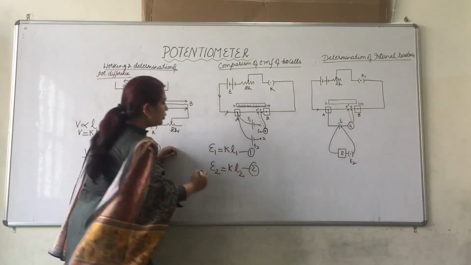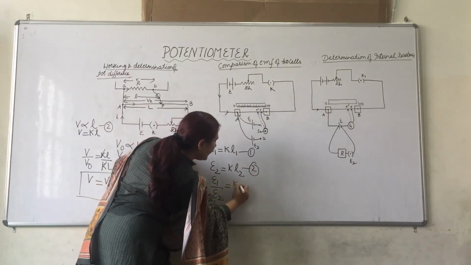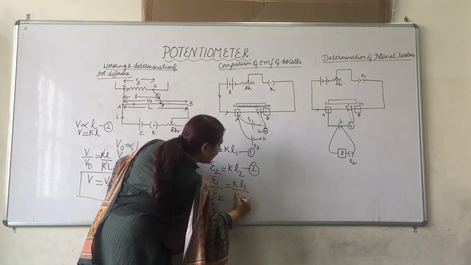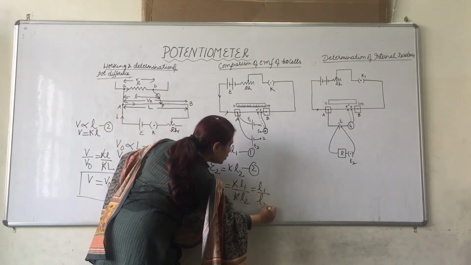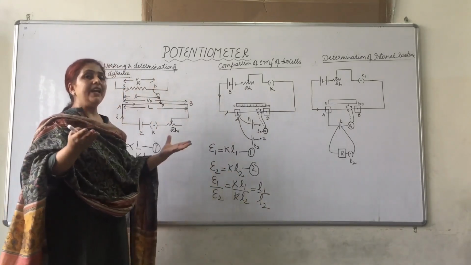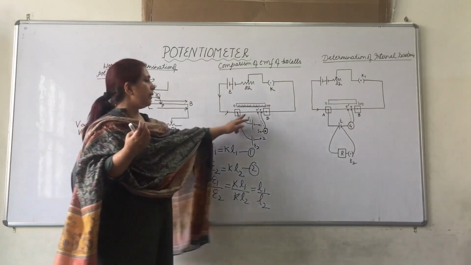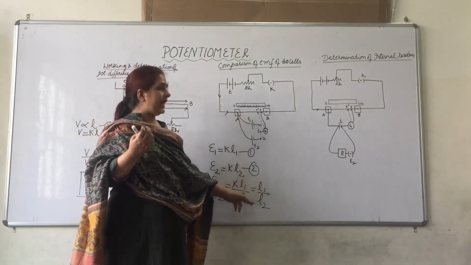So dividing 1 and 2, we get E1 upon E2 is equal to KL1 upon KL2. K gets cancelled, we get L1 upon L2. Here we are not getting the value, but we are just comparing the EMFs of the two cells. E1 upon E2 is equal to L1 upon L2.